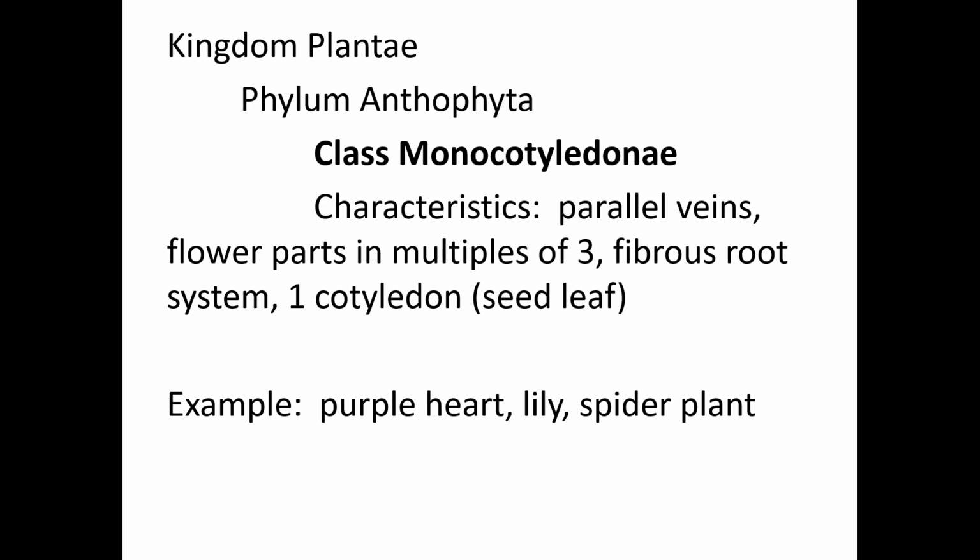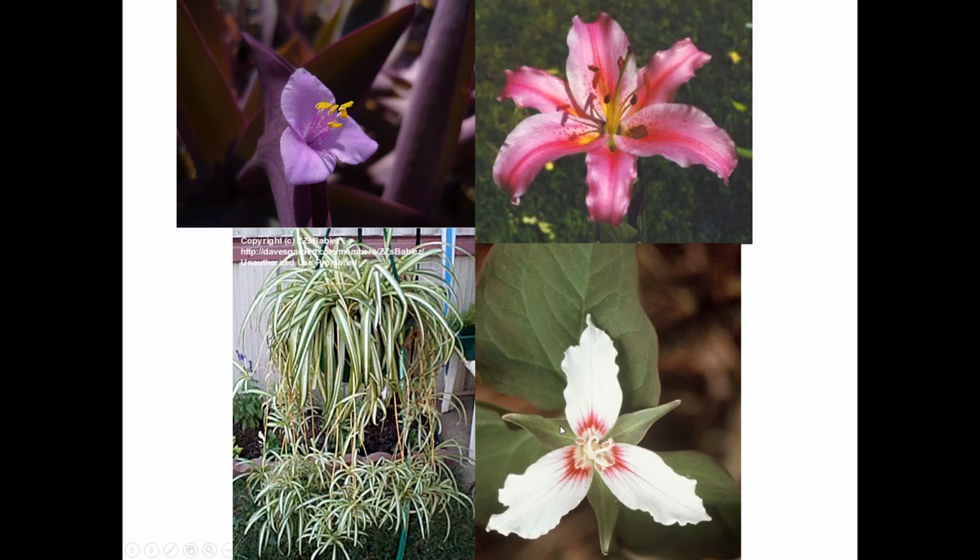Next, for the lily, it's in the class Monocotyledonae. It's a monocot. So all those characteristics we mentioned earlier, parallel veins, fibrous roots, flower parts in multiples of 3, that applies to this group right here. And so the lily is the classic example of that, and I'll show you a picture of what that looks like now.